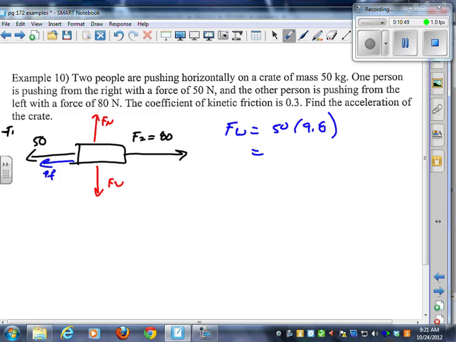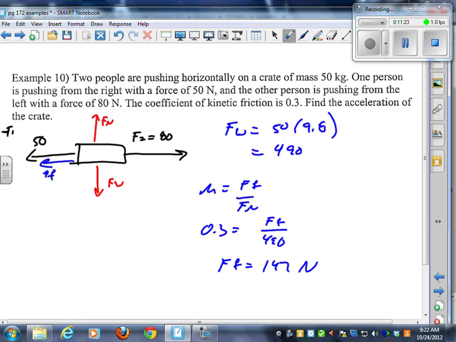50 times 9.8. 490, I believe. Now you can write mu equals FF over Fn. The mu value is 0.3. Solve for friction force, 490. Giving me a friction force of 100. Doesn't make sense. 147, right? There we go. 147 newtons.